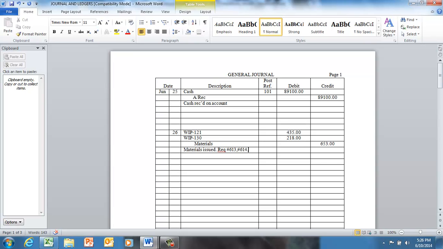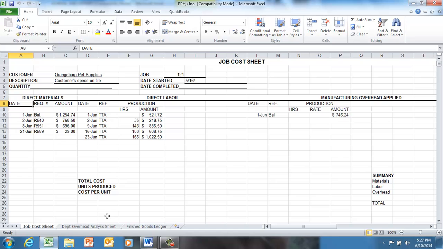Alright, before I go further, I have to ask myself, does this involve posting to a subsidiary ledger? Whenever you have work in process, yes, it does. Work in process means there is the job cost sheet. Those are the subsidiary ledgers for the jobs. So I'm going to go to my Excel. This is on shared files as well.